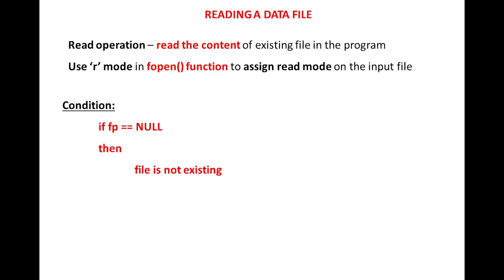So what is the condition we can follow here? Very simple: we have to check if fp is equal to NULL, whether the file pointer is null. If the file does not exist, the operating system will return a null value to the file pointer. With the help of that, the program will check whether it is null or not null. If it is null, then the file does not exist, so we can display an error message and stop the read operation.